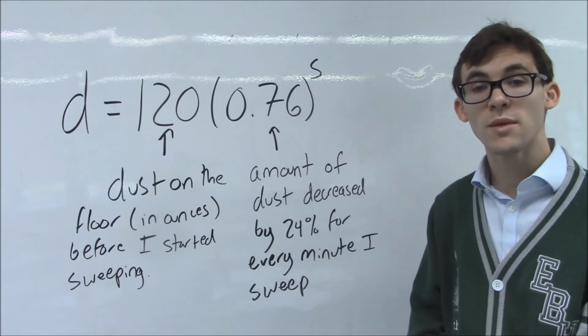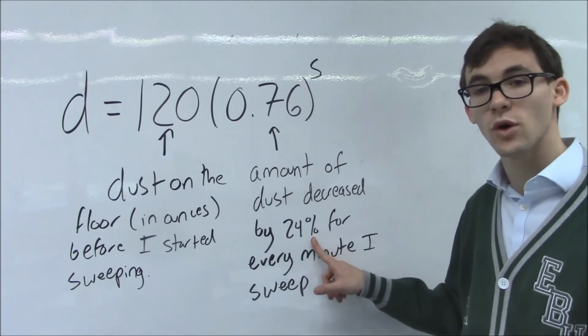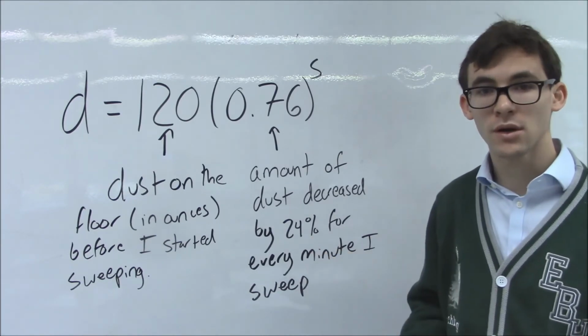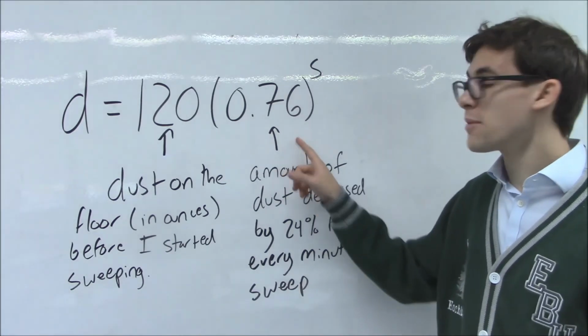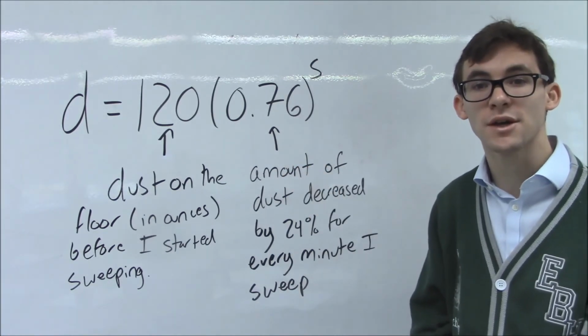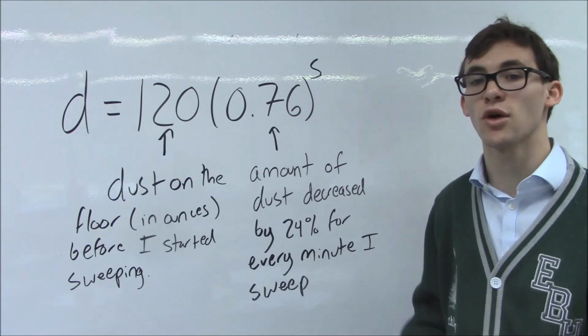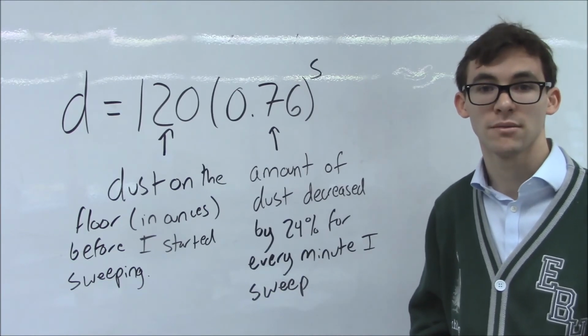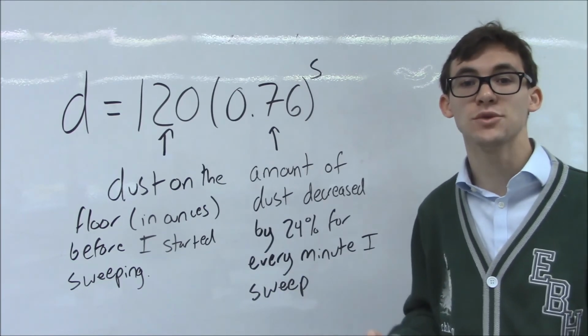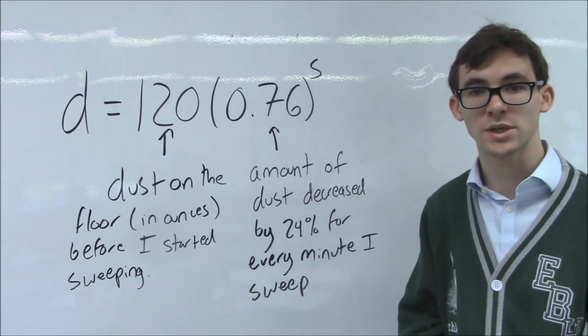Now, some of you may be wondering where this 24% came from. Remember that if I multiply by 0.76, it means there is 76% of my original amount remaining. Therefore, I had to decrease by 24%.